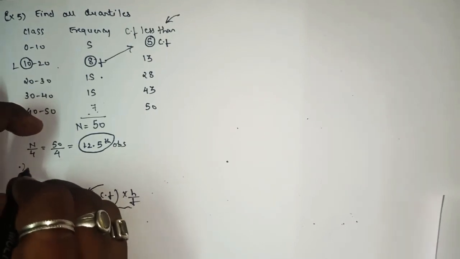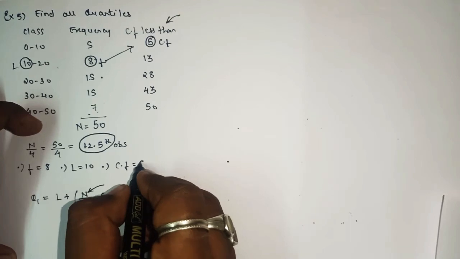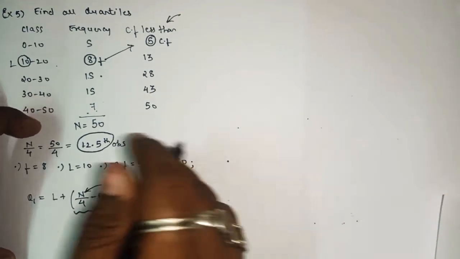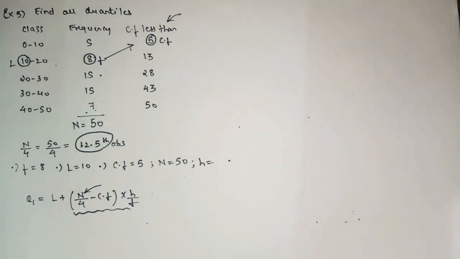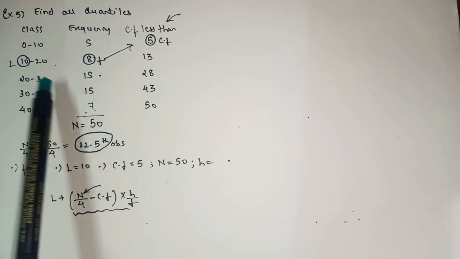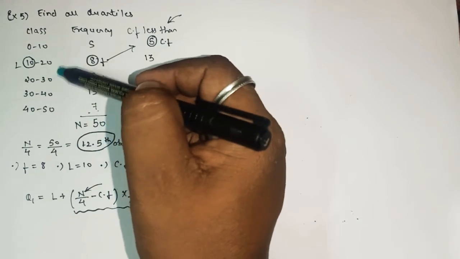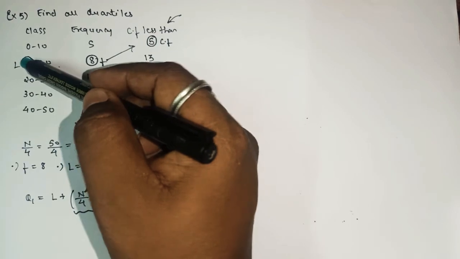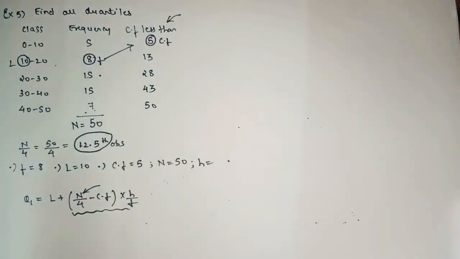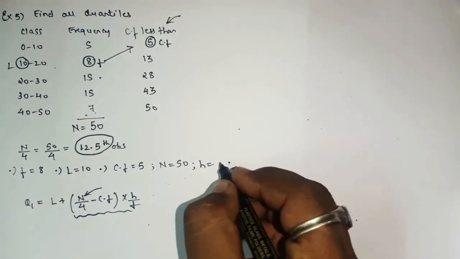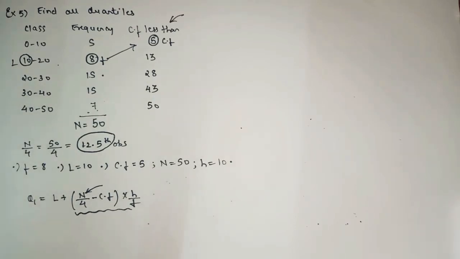So we'll write the values. F is 8, L equals 10, CF equals 5, N equals 50, and the last one, that is H. H is known as the width of the class, that means the size of the class. So what is the size of the class? Check the difference between the classes, like 10 minus 0, 20 minus 10, 30 minus 20, 40 minus 30. In every case, whether you see lower limit minus lower limit or upper limit minus upper limit, the width of the class is 10 only. So here H is 10. Width of the class means simply you have to check the difference between the classes, and see to it that the class is continuous.